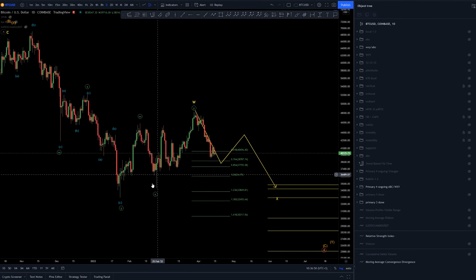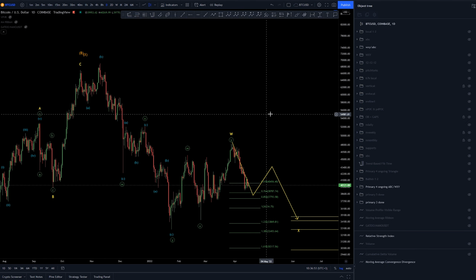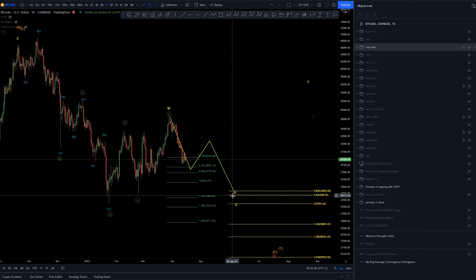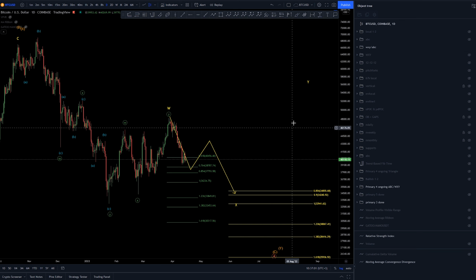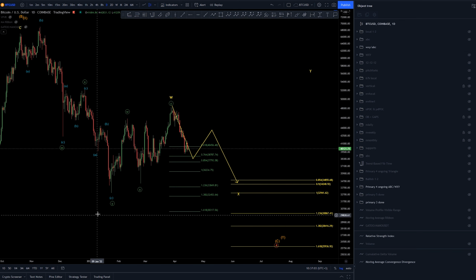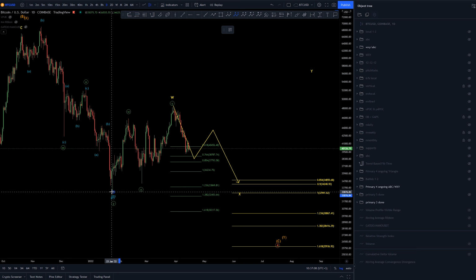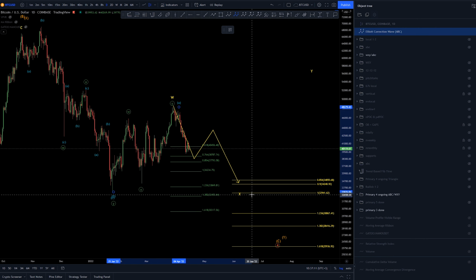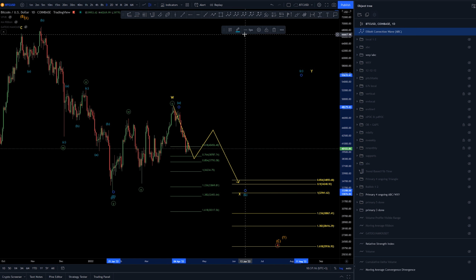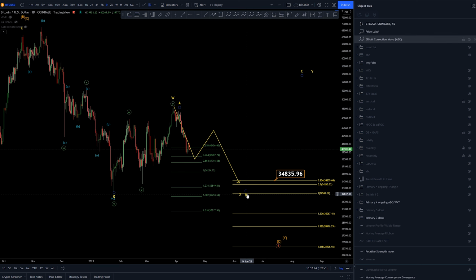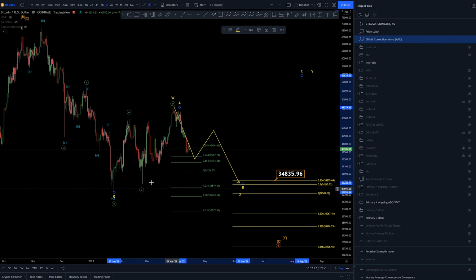Another possibility is that we've just completed the W of this count, saying that we would have another three-way move down and then a three-way move up. Now depending on how low this goes, this could be a B wave instead of the WXY, creating a possibility for a flat. Now at this point we would need to come down to this area around 34.8k, at which point we could say this could be an ABC.